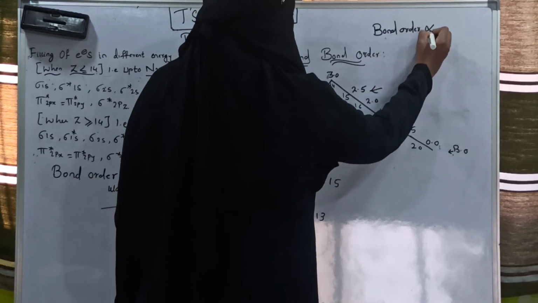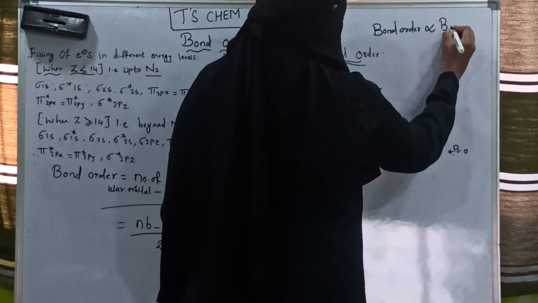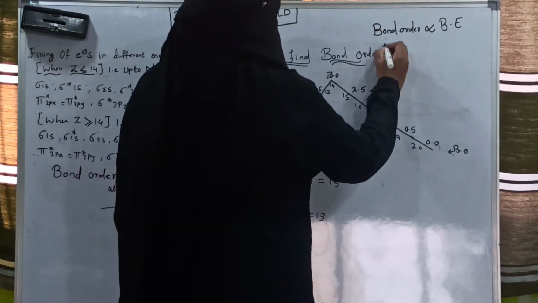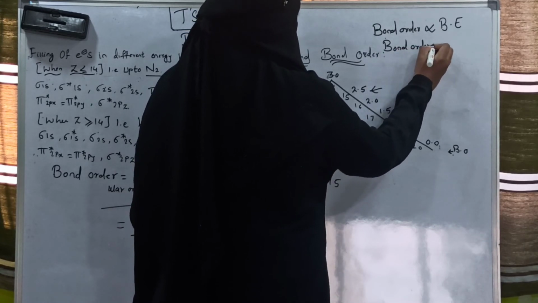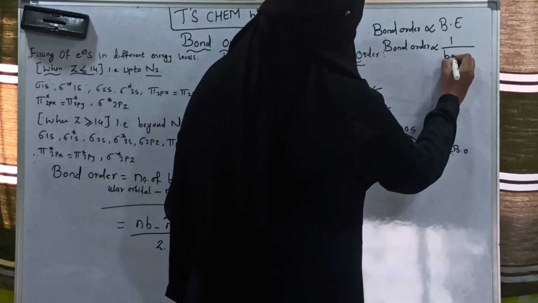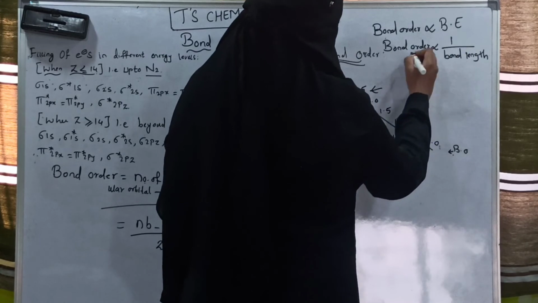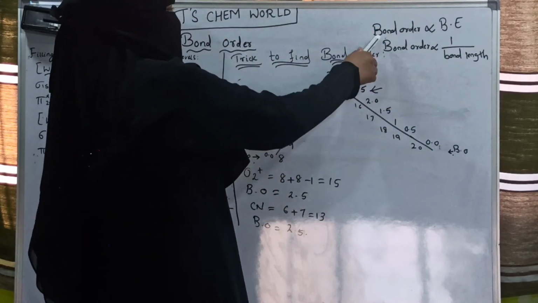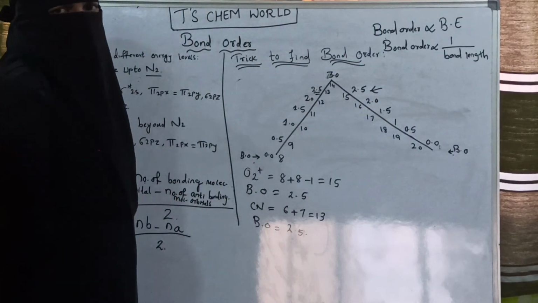One more thing, that bond order is directly proportional to binding energy, or bond order is inversely proportional to bond length. That is, when bond order increases, the bond length gets decreased, or when bond order gets increased, the bond energy or binding energy also gets increased.